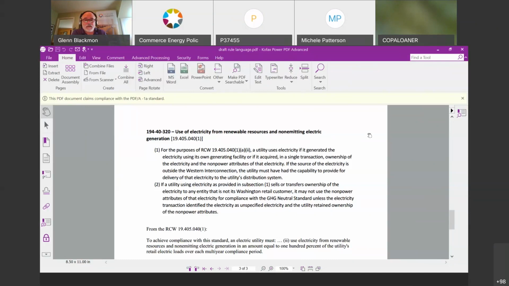And so we addressed that point in the second sentence of subsection 1 that would require that if the source is within the Western interconnection, that in itself is sufficient to meet that use electricity test. And if there were some circumstance, it seems unlikely, where they were identifying a source that's outside the Western interconnection, then the burden is on the utility to prove that it could have delivered that power to the utility's distribution system.